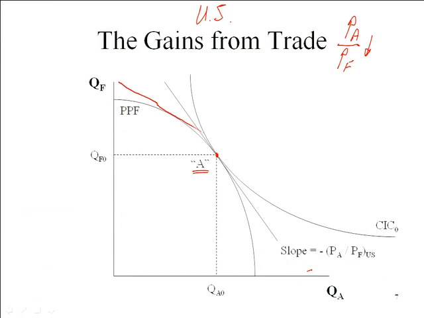Okay, so yes, let's get this correct. The slope becomes flatter and is equal to the negative of the world relative price. Notice what happens is production now moves to point B. The U.S. will reduce its production of autos, and it will increase its production of food.